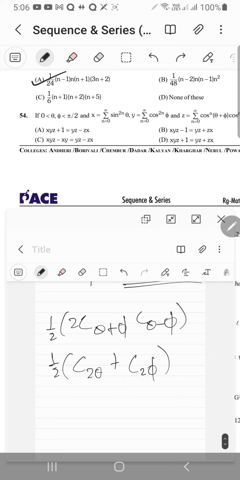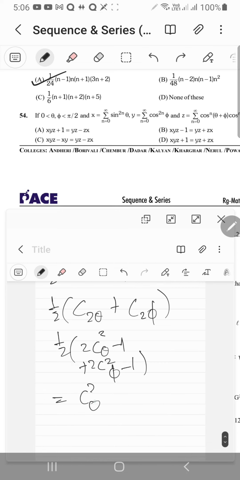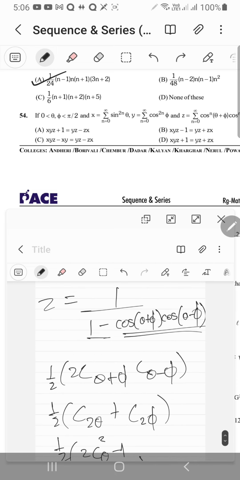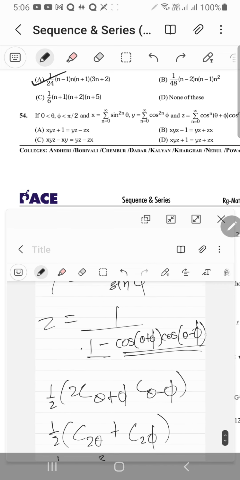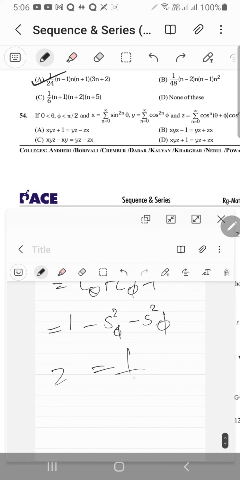Oh, you know what? You can write it in a better way. So you can say it's half of 2 cosine squared theta minus 1 plus 2 cosine squared phi minus 1, which will turn out to be cosine squared theta plus cosine squared phi minus 1. And guess what? You can write this as 1 minus sine squared theta minus sine squared phi. Yeah, both work, whichever you would prefer. And then this 1 minus all of that stuff, that's basically like Z is 1 upon sine squared theta plus sine squared phi, like that.